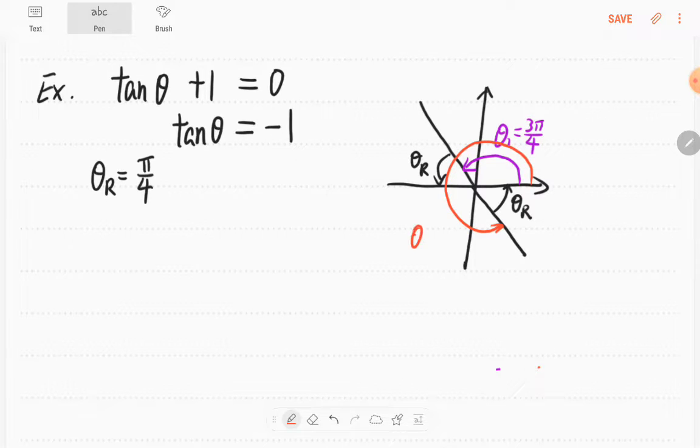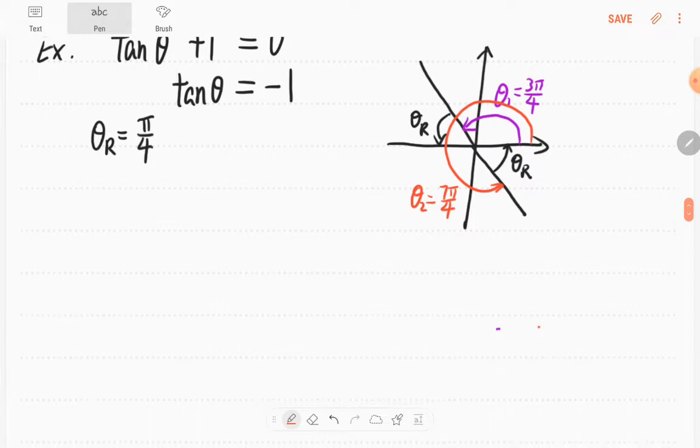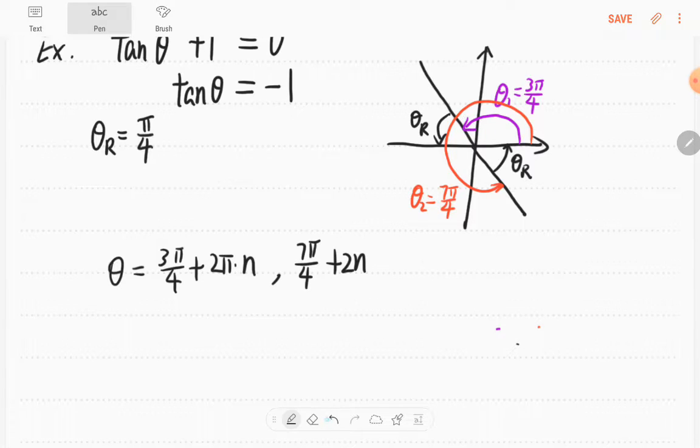This is theta 2, where the plus pi over 4 would be equal to 2 pi. So it would be 7 pi over 4, right? So we can say, okay, theta equals 3 pi over 4 plus 2 pi times n, or 7 pi over 4 plus 2 pi times n.